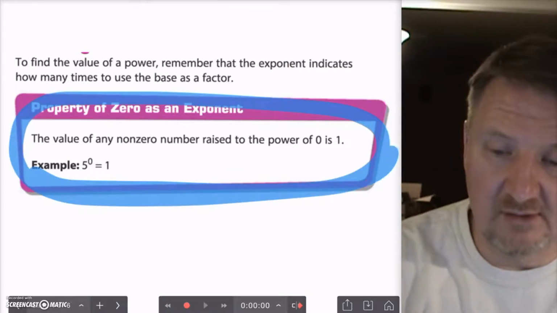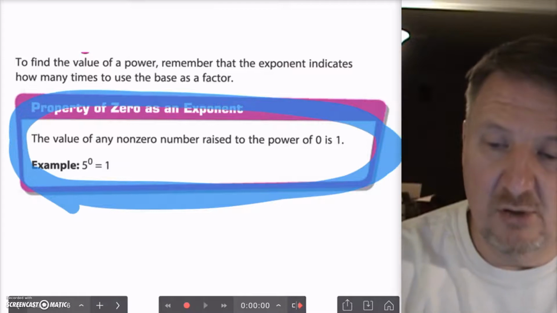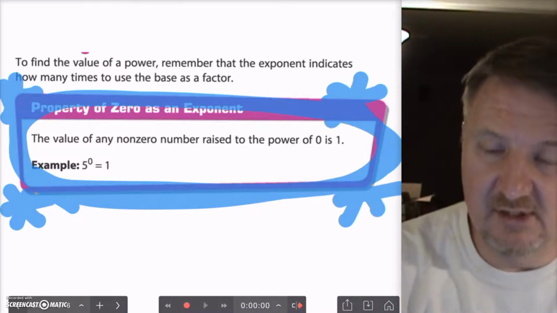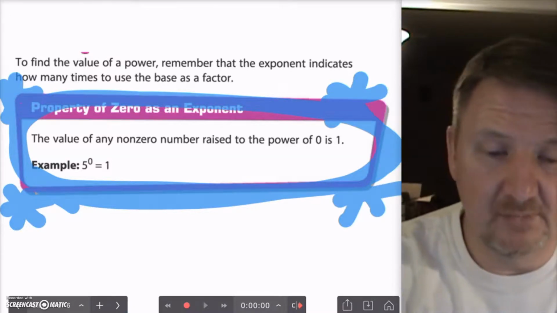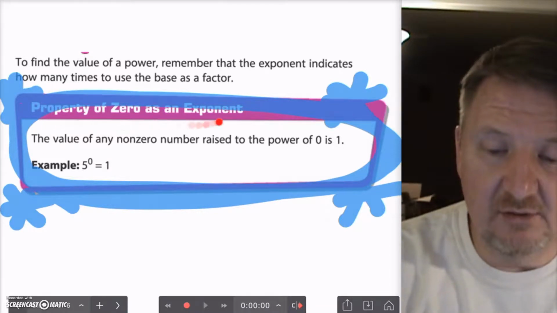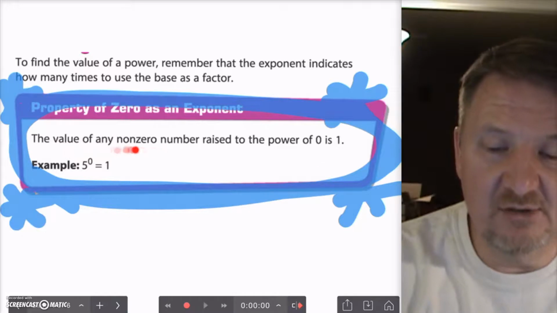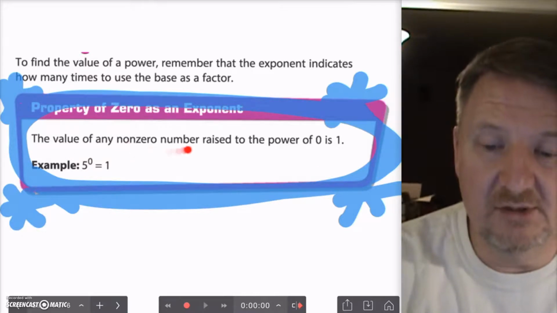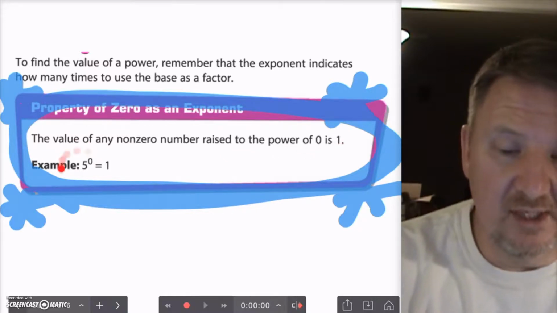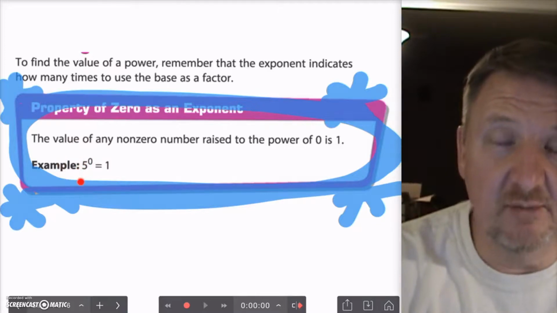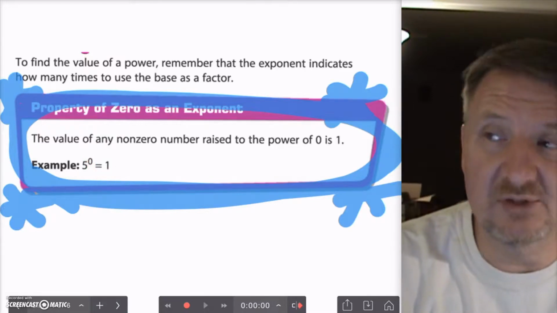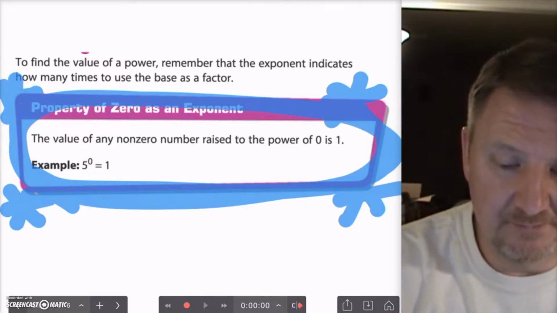Let me just circle around here, because this you need to know, you need to learn, you need to live this, you need to love it. This is super important. What I mean by that is the property of 0 as an exponent. The value of any non-zero number raised to the power of 0 is going to be 1. An example of that is 5, which is a non-zero number. Any number that's not 0 raised to 0, the answer is going to be 1. That's just a hard, fast rule that we all need to memorize.